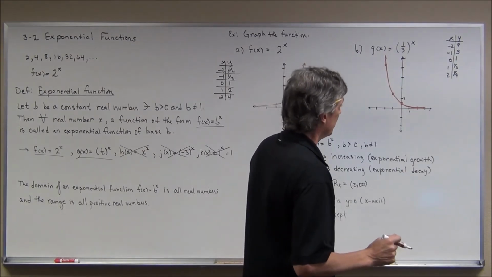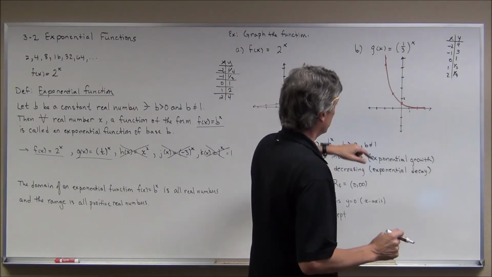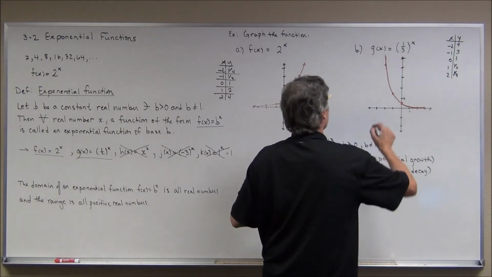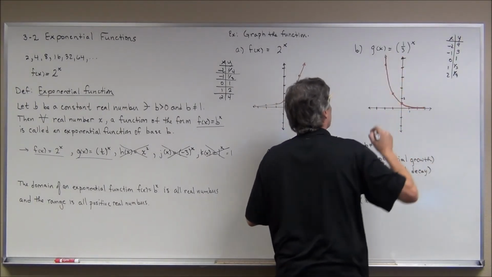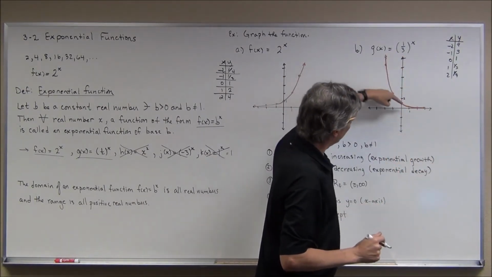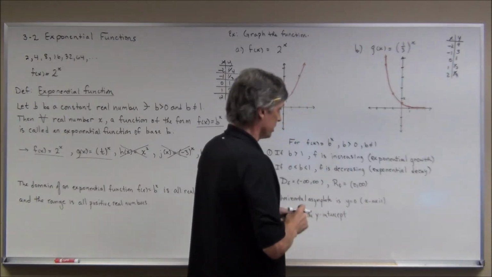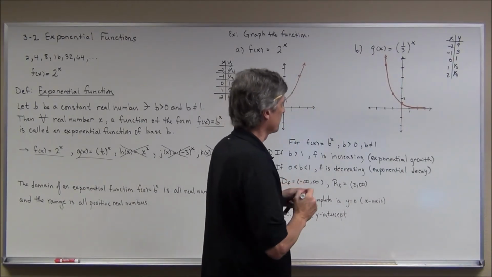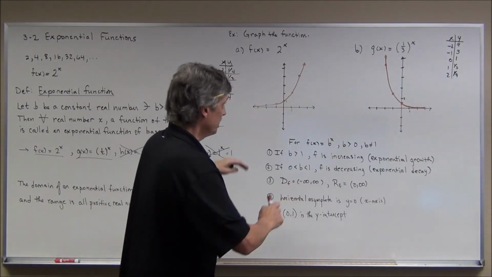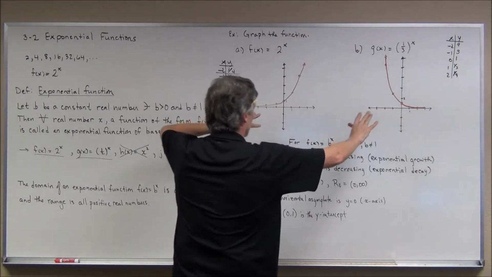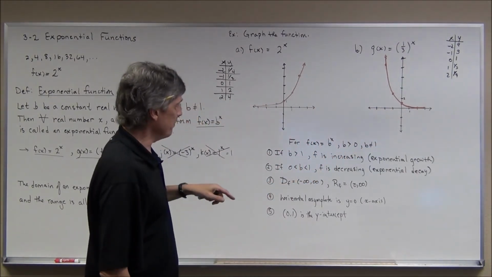It's not going to touch the x-axis. The x-axis is going to serve as a horizontal asymptote. My graph is just going to get very, very, very close to it, so close that it looks like it's right on the line. So just on these two simple examples, I'm going to make some statements here.